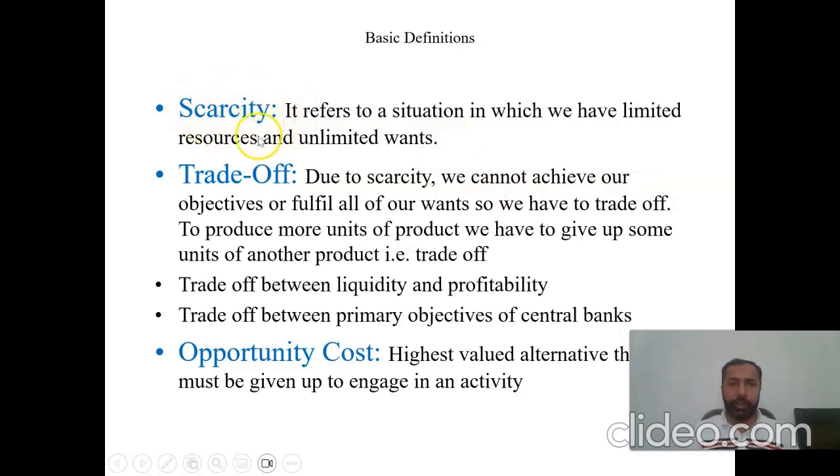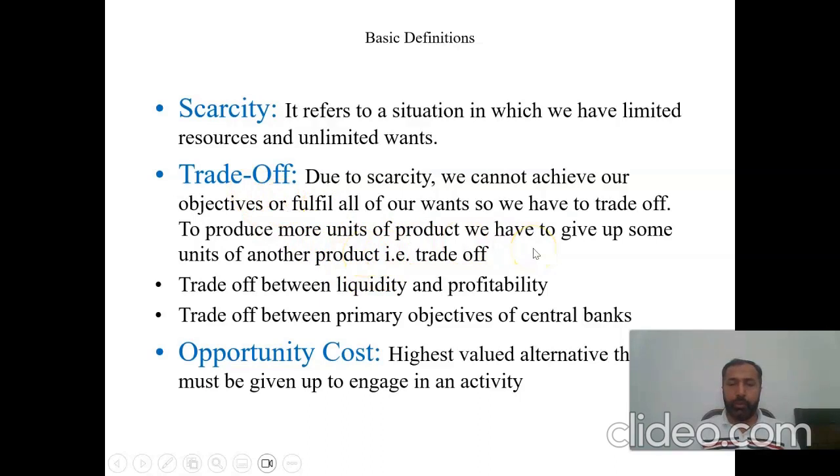And basically, this is the scarcity because of which both consumers and producers have to trade off. By trade-off, we mean that we cannot achieve two goals or two objectives at the same time. To fulfill our one want, if we have to compromise on our second want, we call it we are trading off. For a producer, the trade-off refers to a situation when he has to give up some units of another product to produce more units of one product. This concept is known as trade-off.